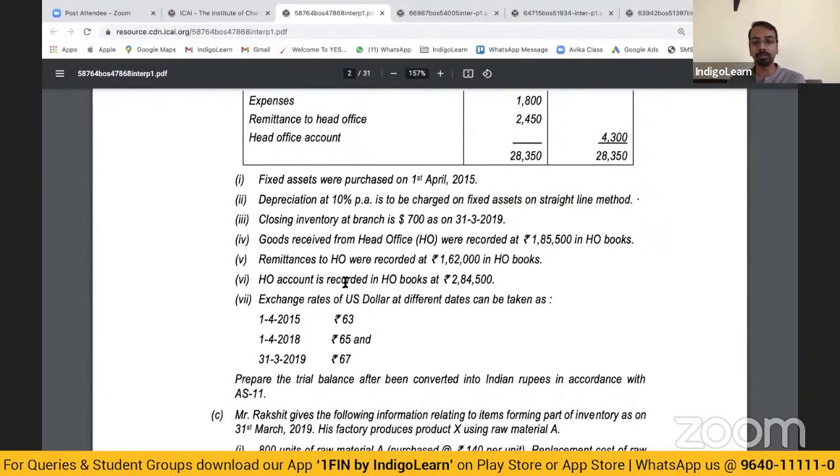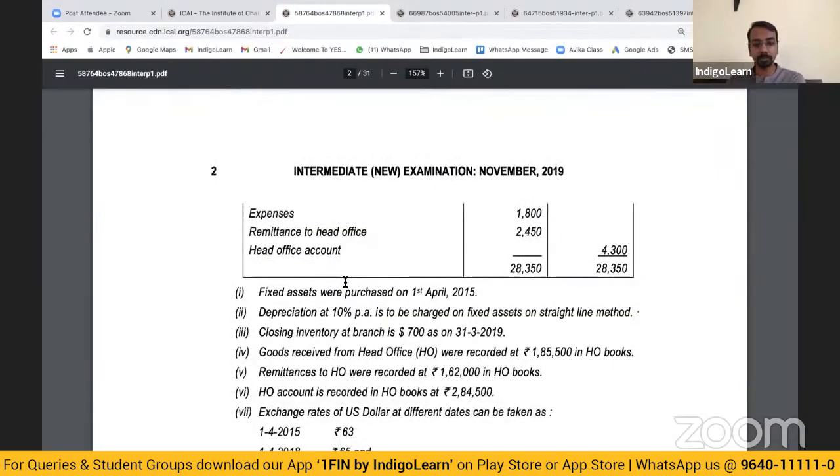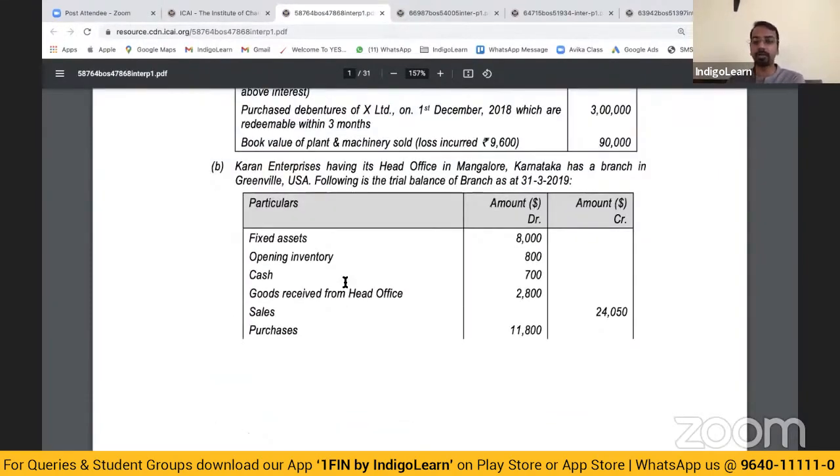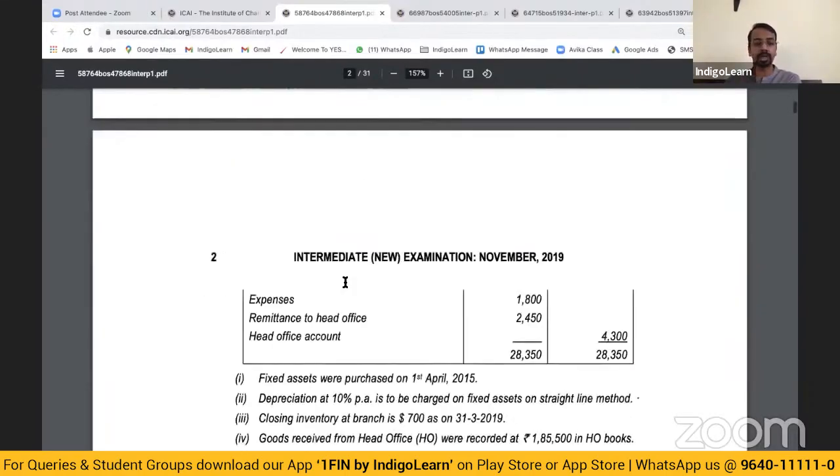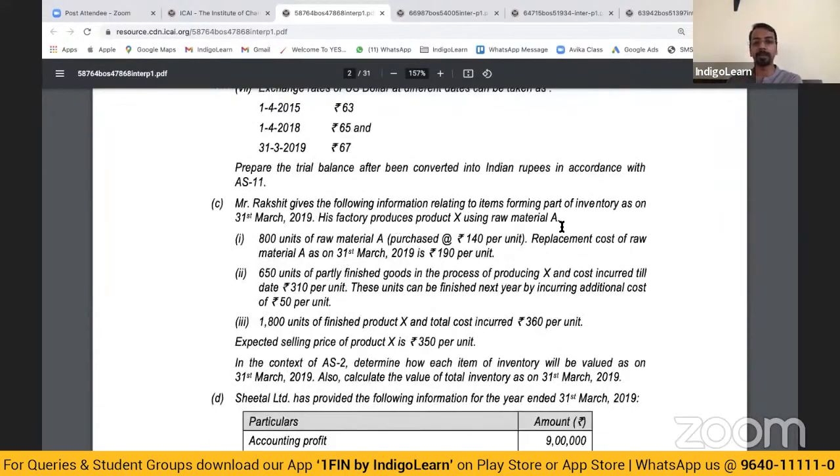Okay. So here goods have been sent by head office and all of that. So you can assume this to be an integral operation and then do it as per the accounting for branches question. Then inventory, again, same question. 2 years back also same question. They just changed the numbers, and similar questions are asked.